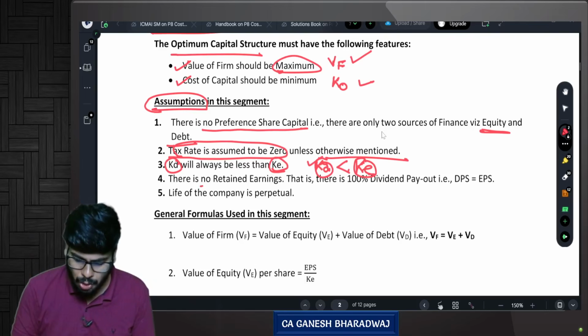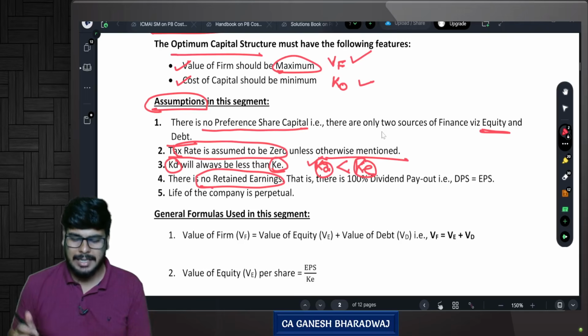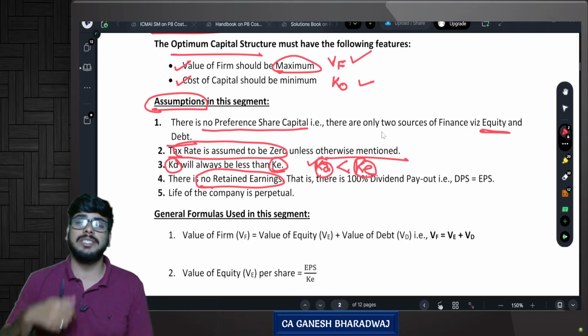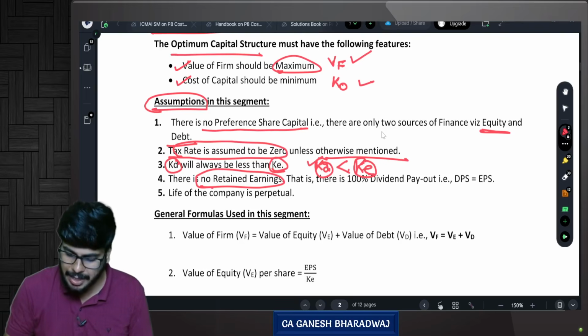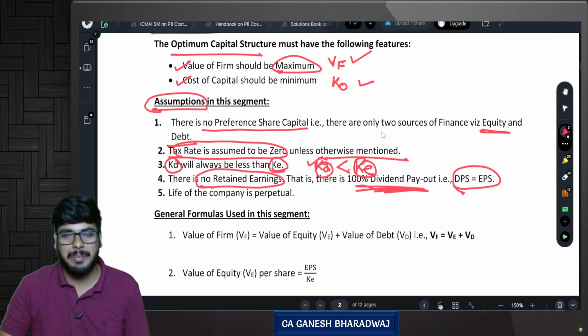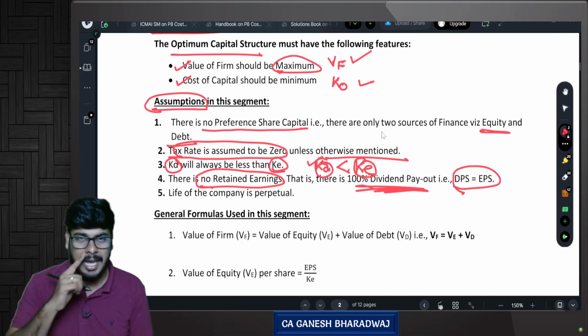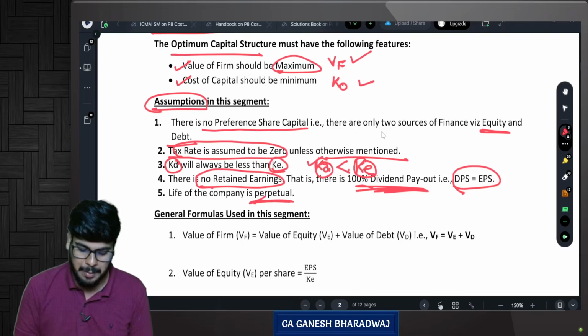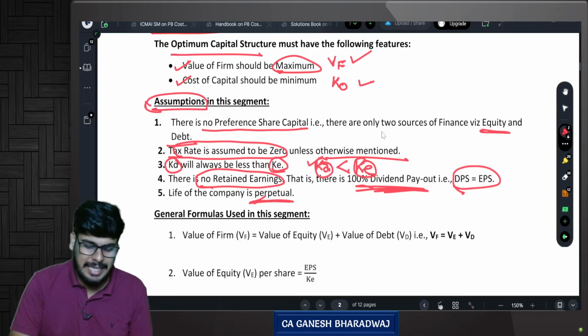Then there is no concept of retained earnings. That is, whatever the company earns, it will pay to the shareholders as dividend. There is a 100% dividend payout. That is, DPS is equal to EPS, dividend per share is equal to earnings per share. And then the life of the company is perpetual. Are you clear with this? These are the basic assumptions.